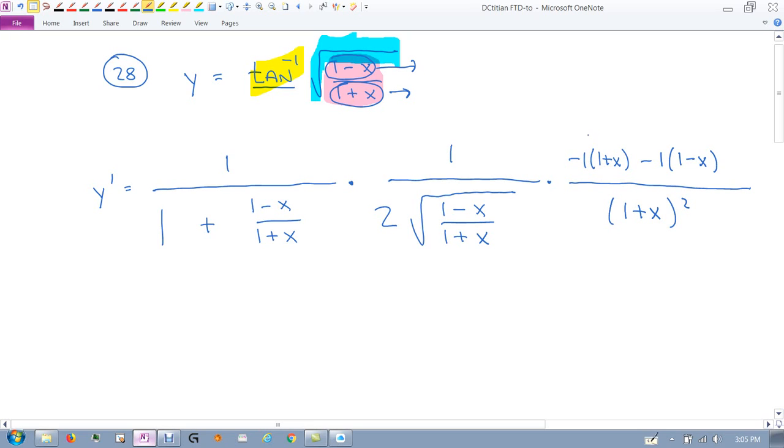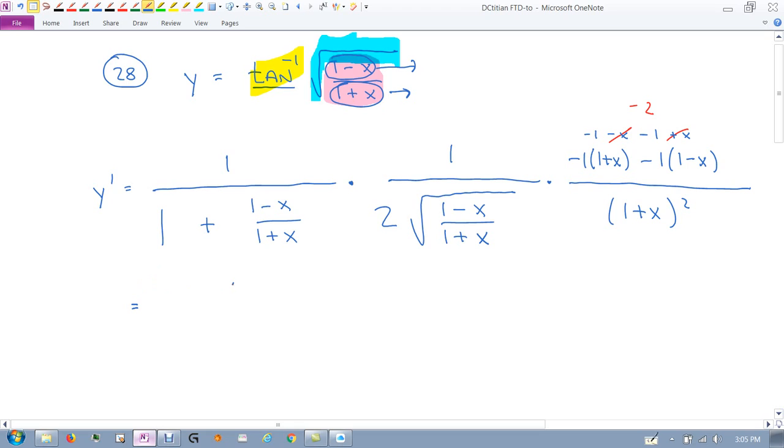Okay, let's see what happens here. We get -1 minus x minus 1 plus x. The x's here cancel. Just get -2 on top there. All right. Wow, lots of things I can do here. Which is kind of right where we are here.